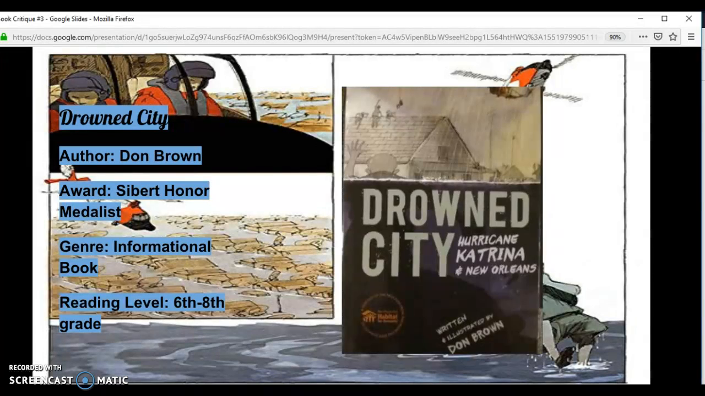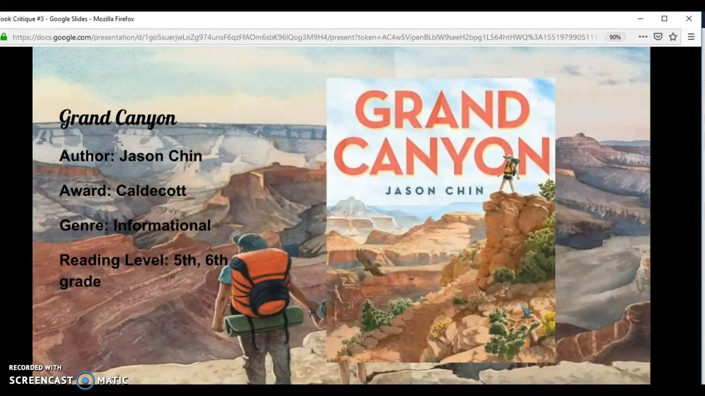This next book is called Drowned City by Don Brown. This is a graphic novel-styled book that talks about the events and storms of Hurricane Katrina back in 2005 and the cities that were affected by it. The next book that I'm going to talk about in this critique is called Grand Canyon by Jason Chin. This is a breathtakingly, beautifully illustrated book that highlights the historical facts of the Grand Canyon.